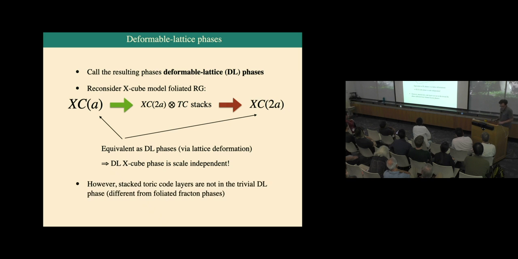Okay? But there's a big difference from foliated fracton phases, where toric code stacks themselves are by definition trivial as a foliated fracton phase. A system which is just toric code stacks is definitely non-trivial as a DL phase. And that fits with our intuition a little better about what's trivial and what's non-trivial. Okay, so that's a difference from foliated fracton phases.